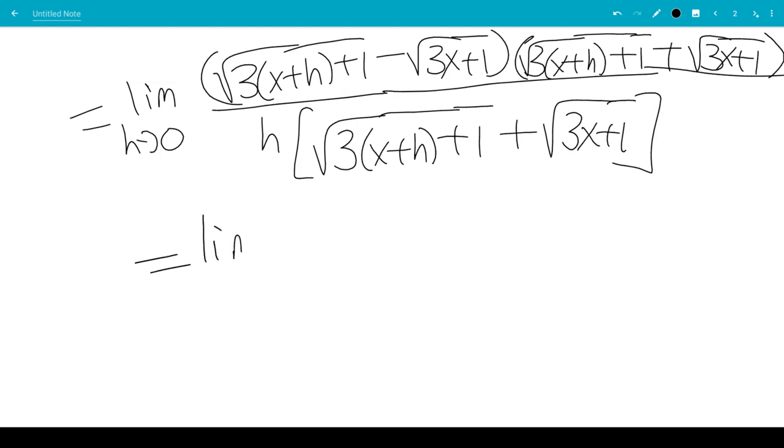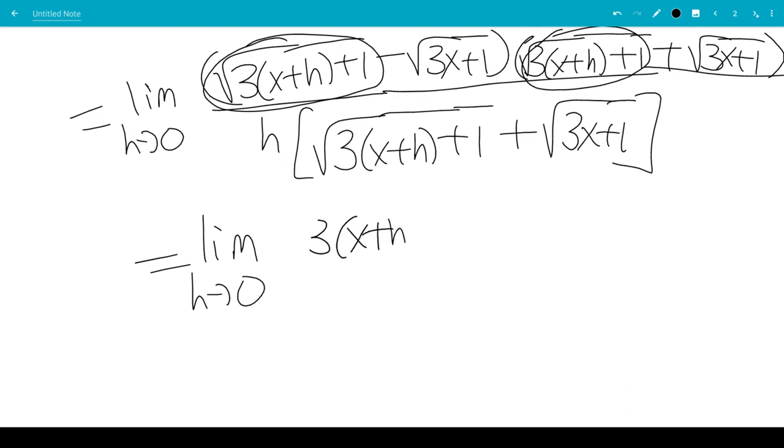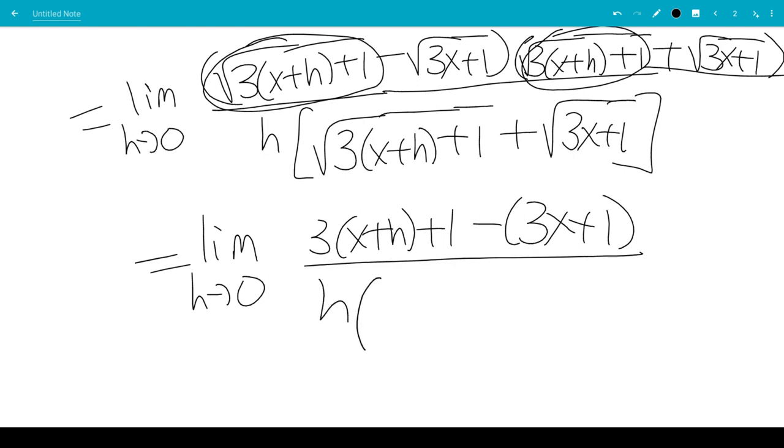This will be the limit as h goes to 0. So this will be a, and the other square root of 3x plus 1 is b, so this will be a squared. So a minus b times a plus b is a squared minus b squared. The square of a square root is just the argument inside, so this will be 3 times x plus h plus 1 minus 3x plus 1, all over h times the square root of 3x plus 1. So we're going to expand this out.